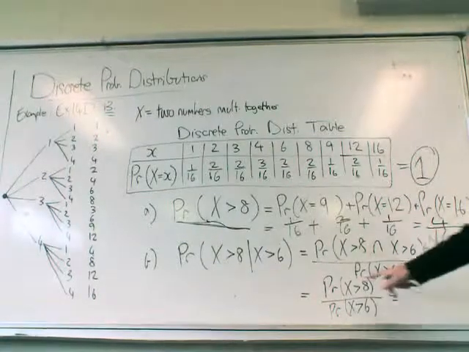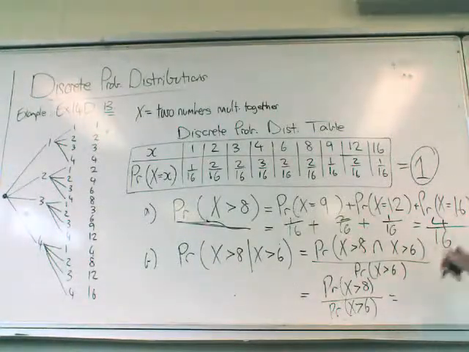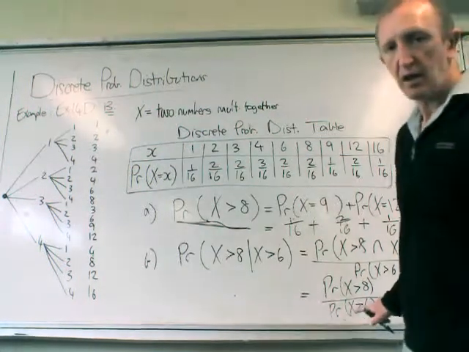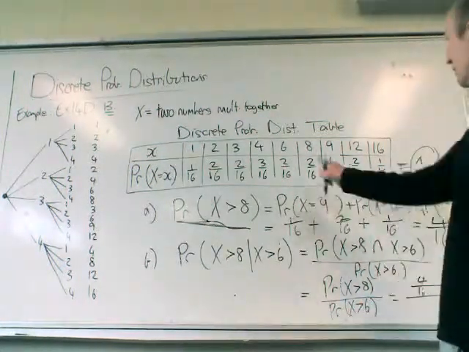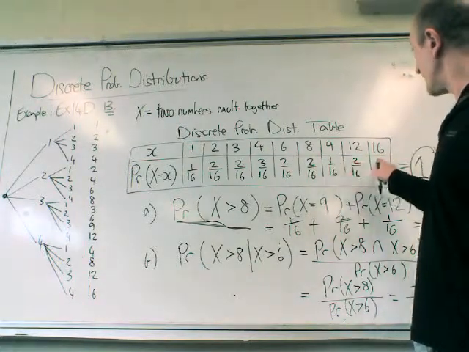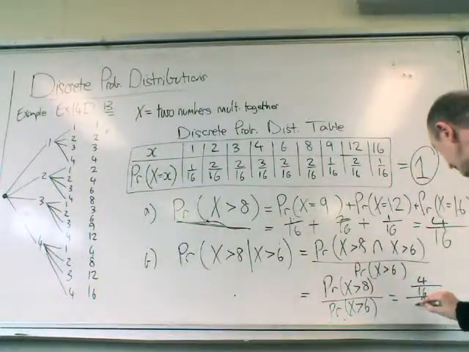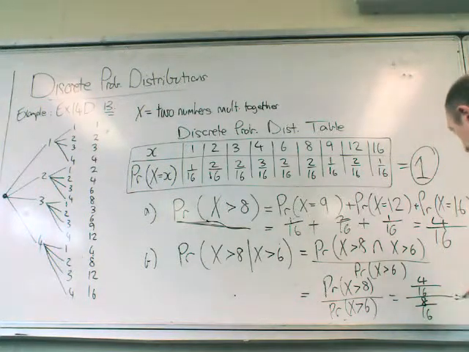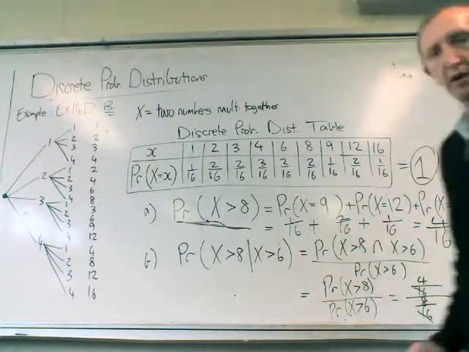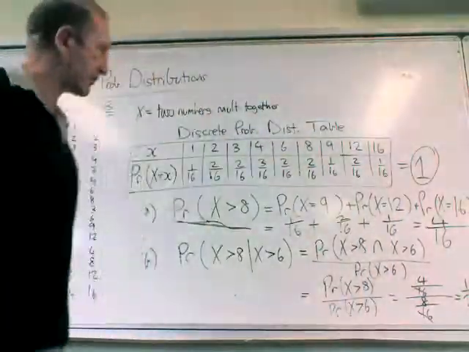Okay? Probability greater than 8 we just worked out. It was 4 over 16. And probability greater than 6, well, look at our table. 2, 4, 5, 7, 8. 8 out of 16. So altogether, the 16s actually cancel out. 4 over 8, or it's a half. So that's our final answer for that.